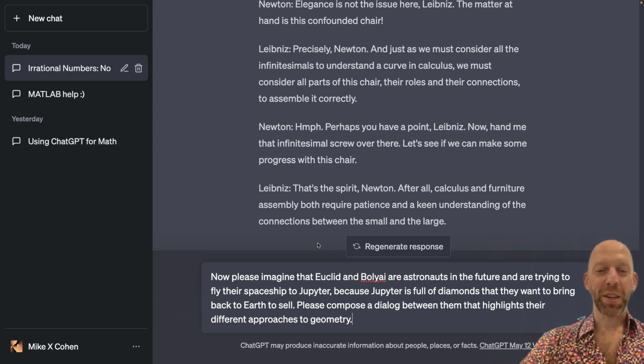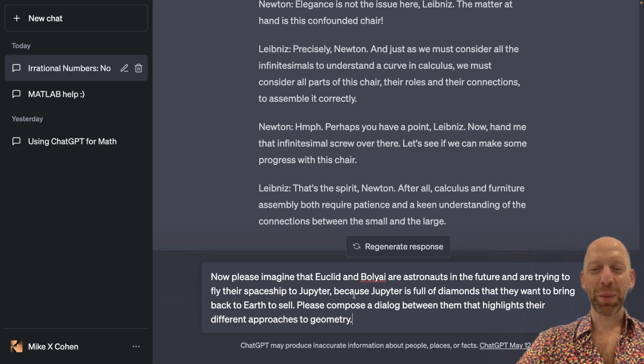So please imagine that Euclid and Bolyai are astronauts in the future. They're trying to fly their spaceship to Jupiter because Jupiter is full of diamonds that they want to bring back to Earth and sell. I'm just having some fun here, guys. Please compose a dialogue between them that highlights their different approaches to geometry.